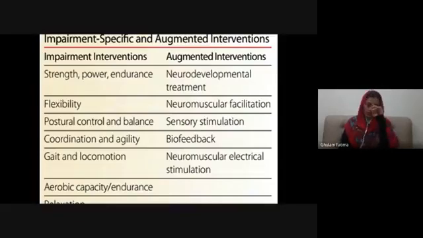Then coming towards the other interventions, I told you that we have impairment interventions and augmented interventions. Impairment interventions are according to the specific impairment. We'll be discussing this intervention in greater detail in one of our lectures. Impairment interventions involve strength, power, endurance, flexibility, posture control and balance, coordination and agility, gait and locomotion training, aerobic capacity, endurance, and relaxation. All of these are labeled under impairment interventions. Then we have augmented interventions. There we have neurodevelopmental treatment, NDT, neuromuscular facilitation, famously called PNF, sensory stimulation, biofeedback, and neuromuscular electrical stimulation. All these are termed augmented interventions. We'll be discussing these again in a separate lecture.